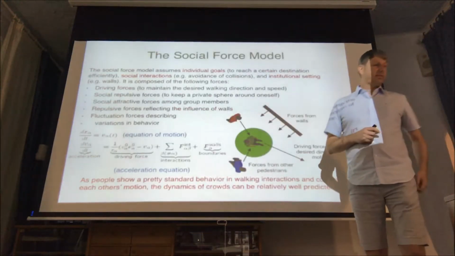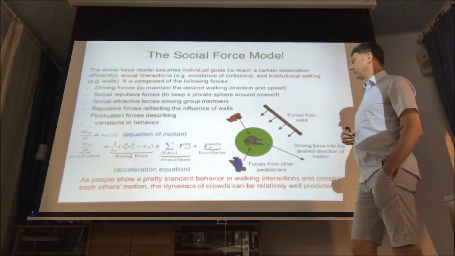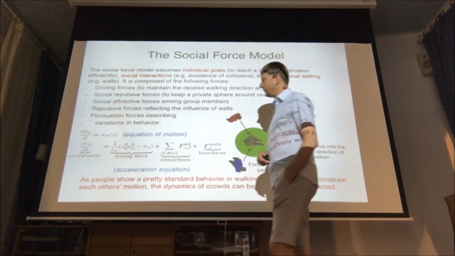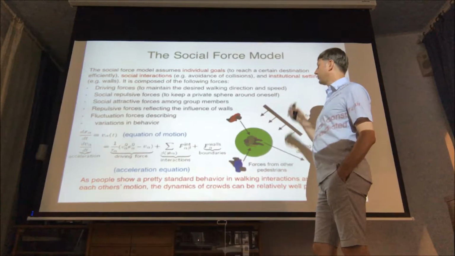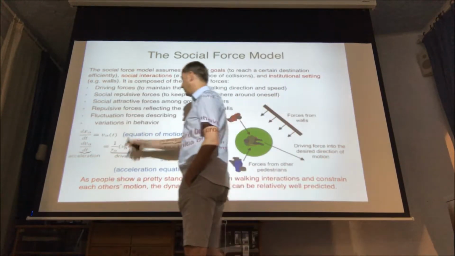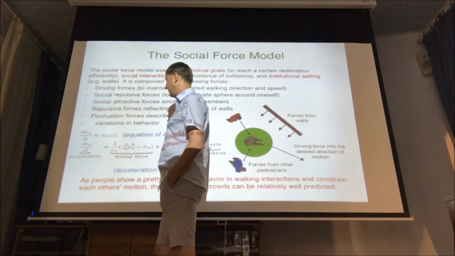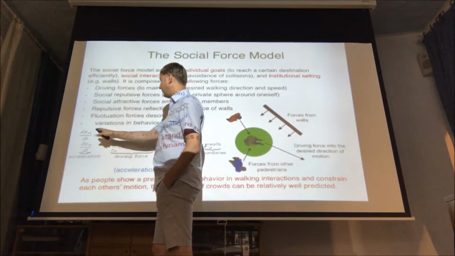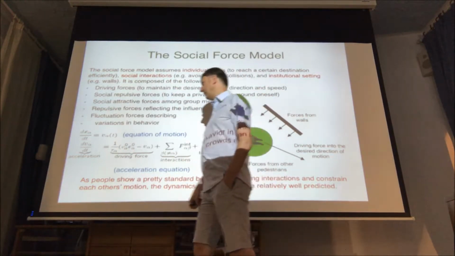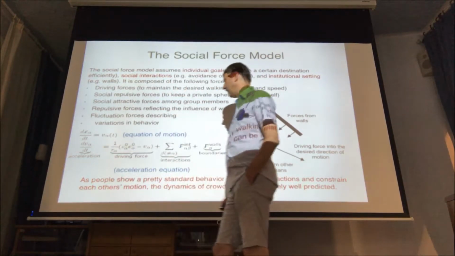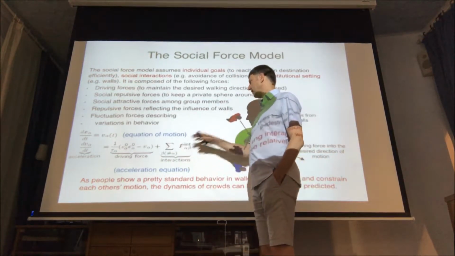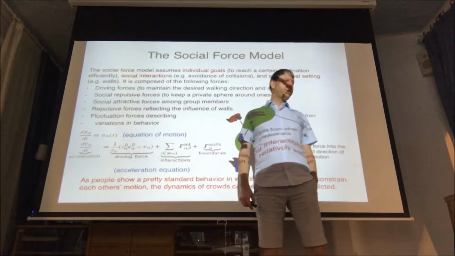So pedestrians have been modeled in analogy to physics through a social force model. That means we have an equation of motion for pedestrian alpha. It basically says that change of location with time is given by the speed. Then the question is, how does the speed change with time? So what's the acceleration equation? Here we assume it's given by a superposition of different forces.